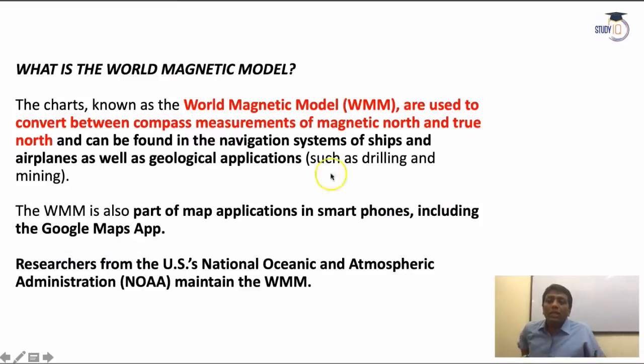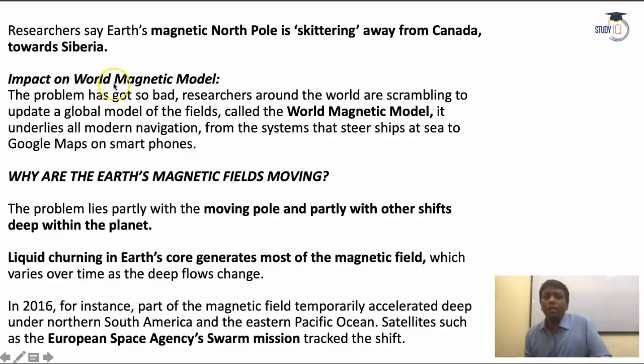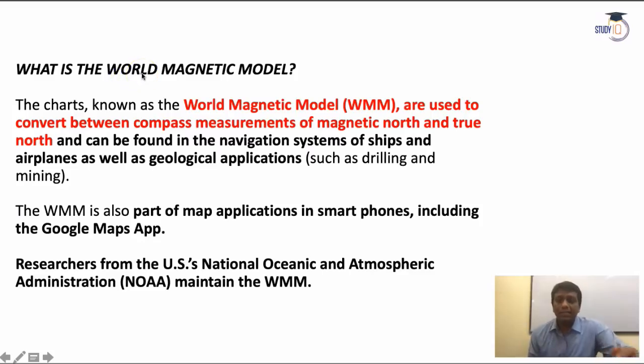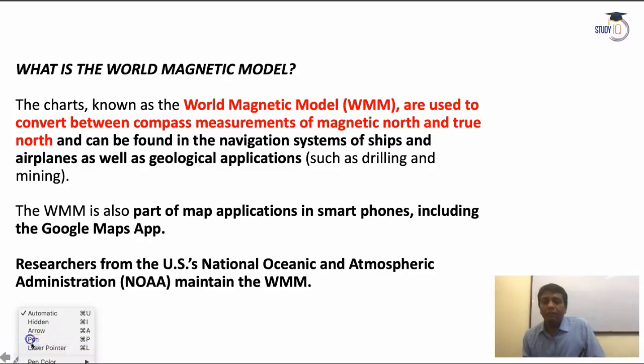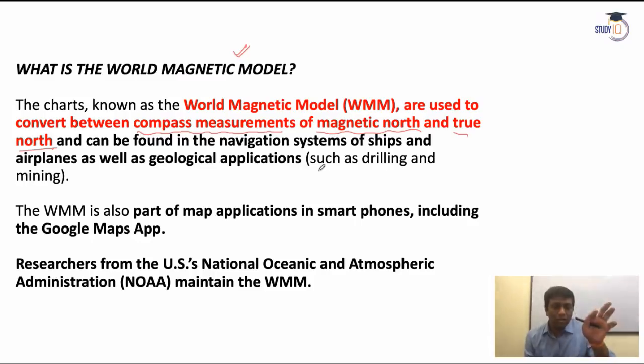The other question: what is the World Magnetic Model? I already explained the impact briefly. The World Magnetic Model is used to convert between a compass measurement of magnetic north and true north. I told you there are two norths: the one is the true north pole, and the second is the magnetic north pole. These two are going to change over a particular period of time. The magnetic model will keep that from causing problems.